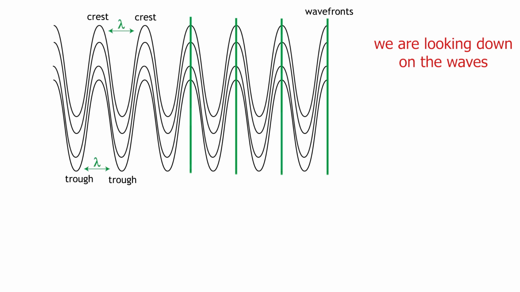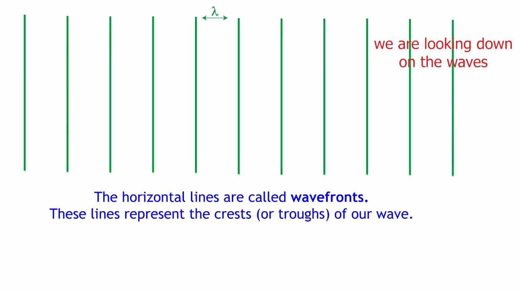If we take away the waves now, we can actually see we've got our series of wavefronts, and this is exactly the pattern we have on our white sheet of paper beneath the ripple tank. The horizontal lines are called wavefronts. The lines represent crests or troughs or any 2 corresponding points.